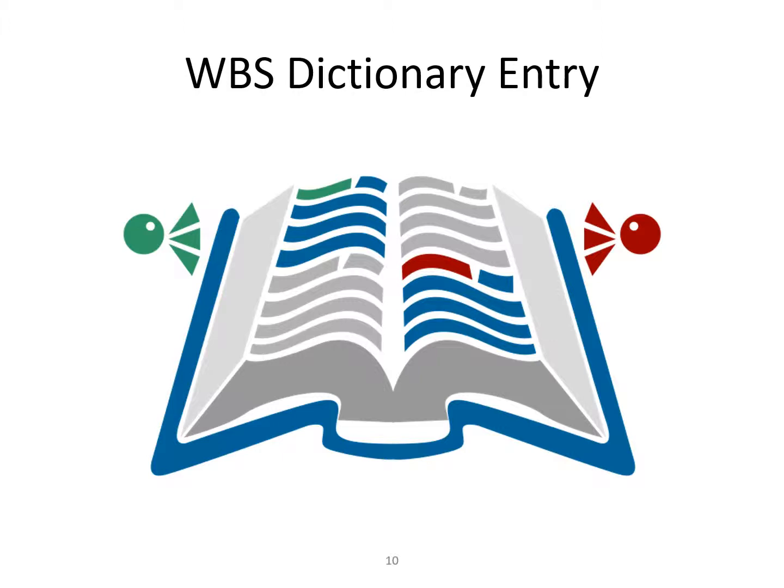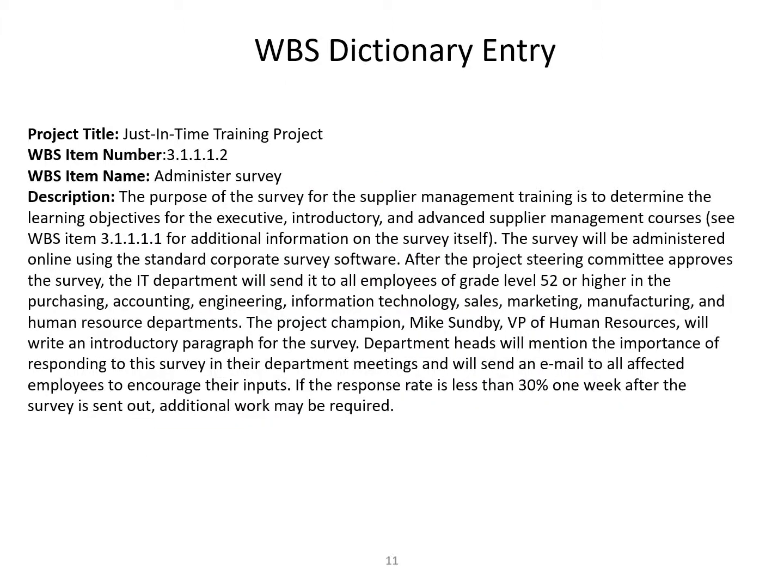Let's look at an example. You will notice the project title, item number, item name, and detailed description of the actual task. The item name and number was taken from the original WBS chart or outline. Here is an example of the outline the info was taken from.